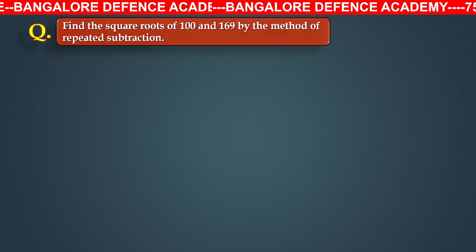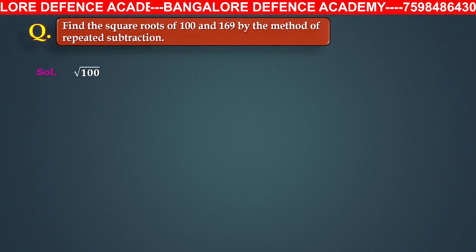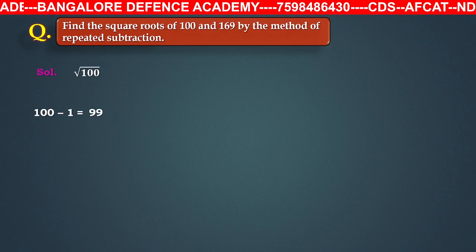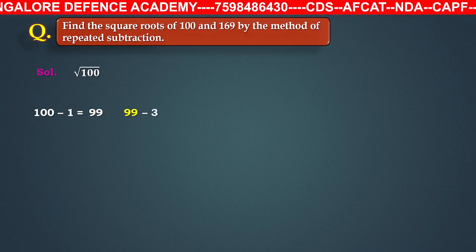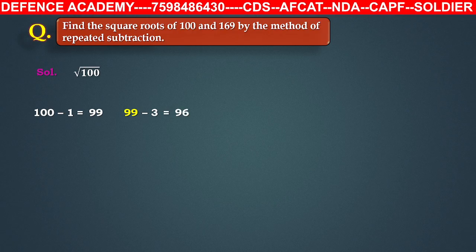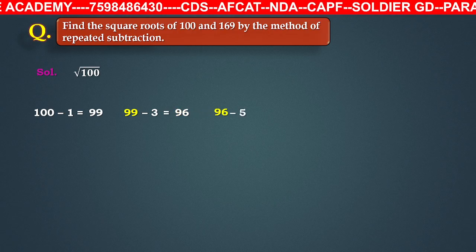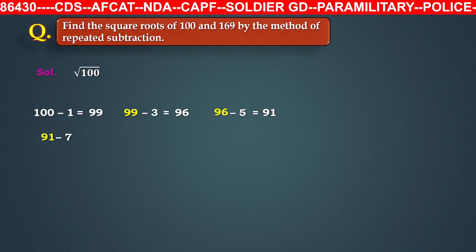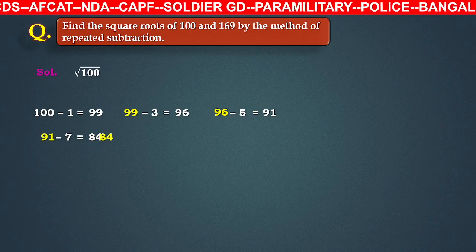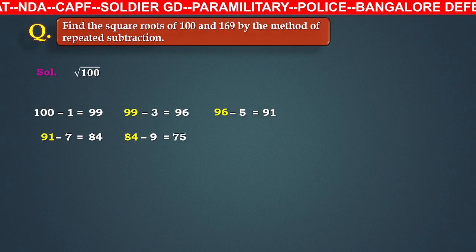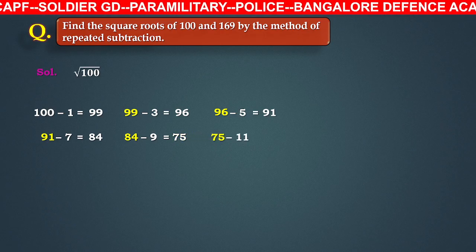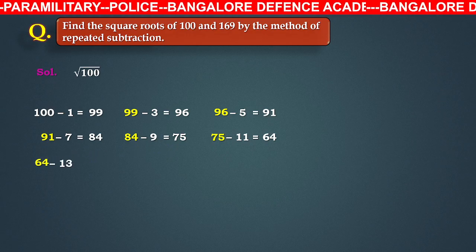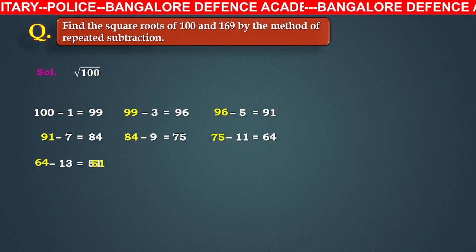Okay, so now can you just find out in the same way the square root of 100? Now let us try to understand. 100 minus 1, 99. 99 minus 3 gives me 96. 96 minus 5 gives me 91. 91 minus 7 gives me 84. 84 minus 9 gives me 75. 75 minus 11 gives me 64. 64 minus 13 gives me 51.